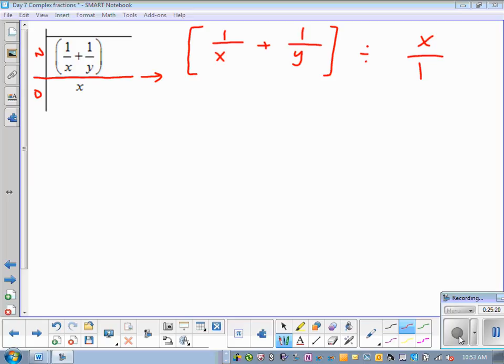Now, guys, we can't do same times flip yet. We've got to add our numerator first, right? So, let's think about this. LCD, fraction 1, what do I have? X. Fraction 2, what do I have? So, what's my LCD? XY. They don't have anything in common. Everyone has to come down.